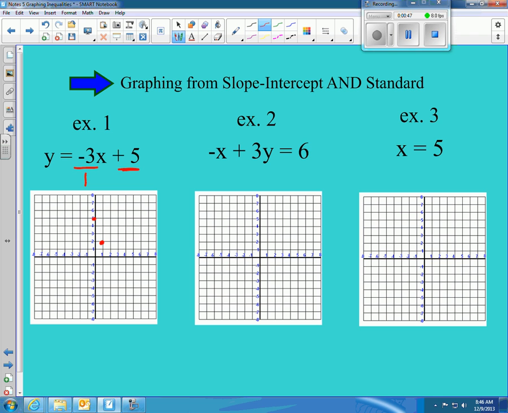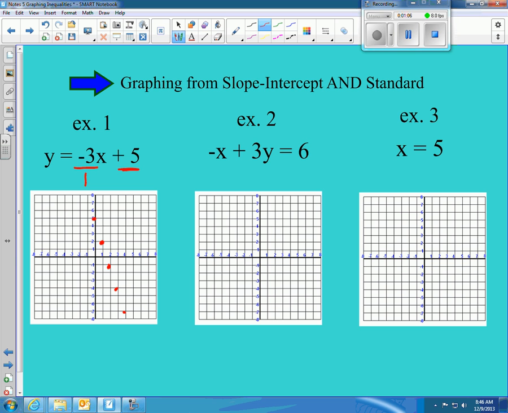We go down because it's negative on the top. That's our rise. And then our run is the bottom number, and it's positive. So therefore we go right. We're going to do that until we fill up the graph. So we're going to go down 3 more, and to the right 1. Down 3 more, and to the right 1. Down 3 more, and to the right 1.